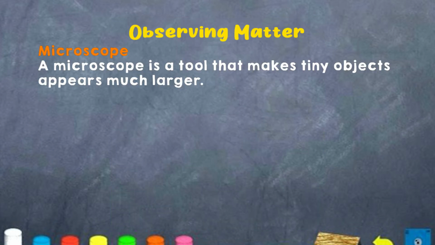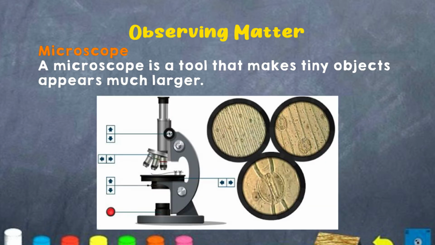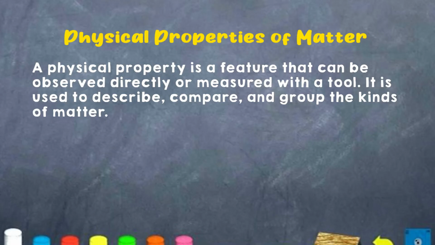Now, another tool, boys and girls, we can use is a microscope. What is a microscope? A microscope is a tool that makes tiny objects appear much, much larger. Boys and girls, do take a look at a diagram of a microscope. Now, let us talk a little bit about properties, the physical properties of matter. So, boys and girls, a physical property can be observed using tools. It is used to describe, compare, and group kinds of matter.